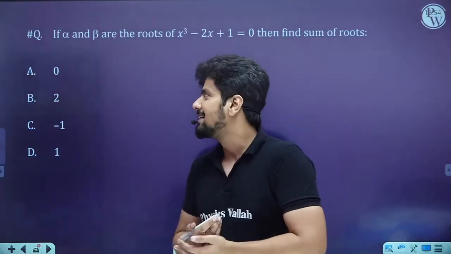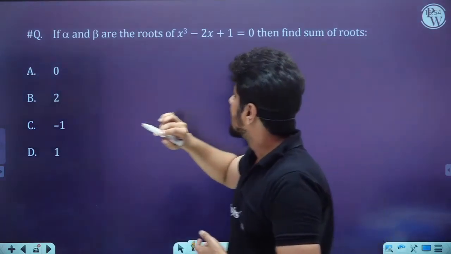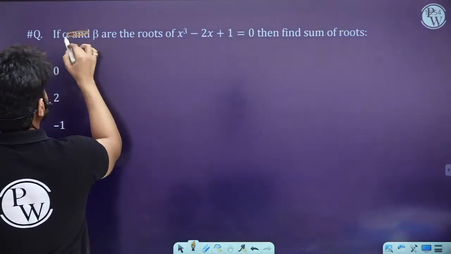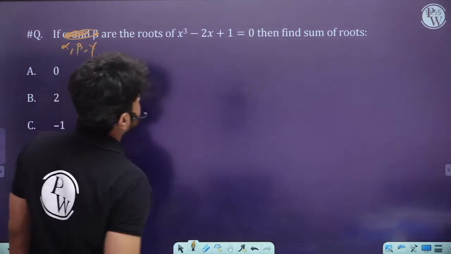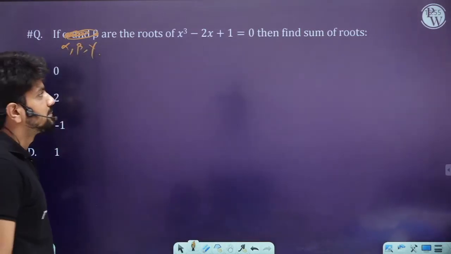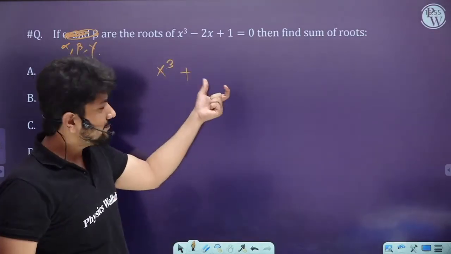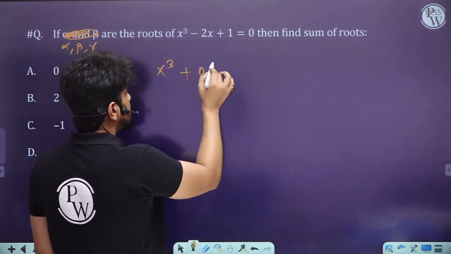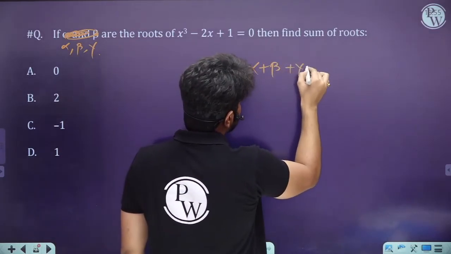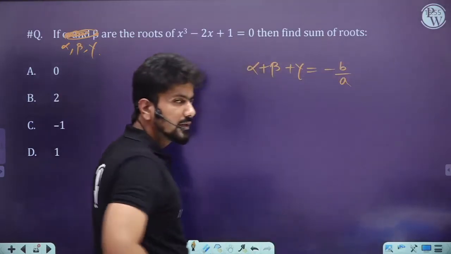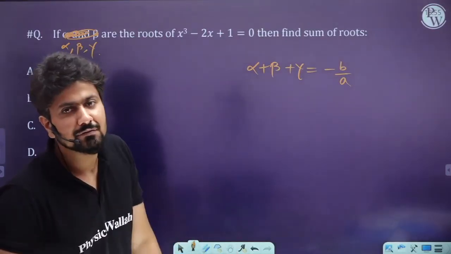More importantly, you remember the thing that you have done wrong in a question. Now we are looking for alpha plus beta plus gamma. This question should be changed to: if alpha, beta, gamma are the roots of this equation, then what's the sum of the roots? This is a cubic equation, x cube plus... we don't have the term of x square, so I can write 0 times x square. You know that alpha plus beta plus gamma is minus b by a, where b is the coefficient of x square.